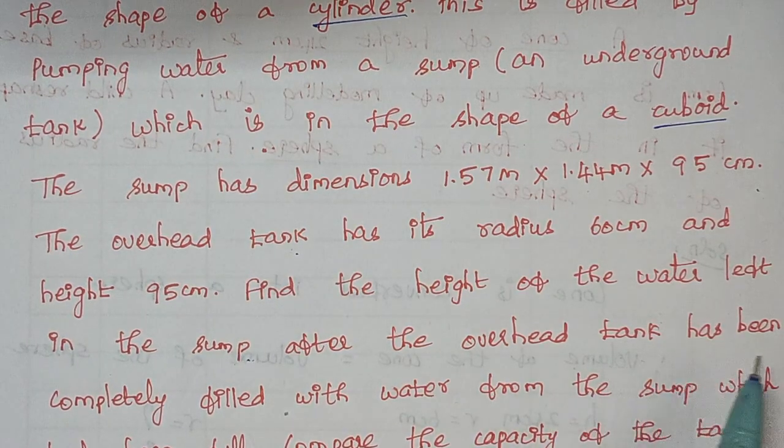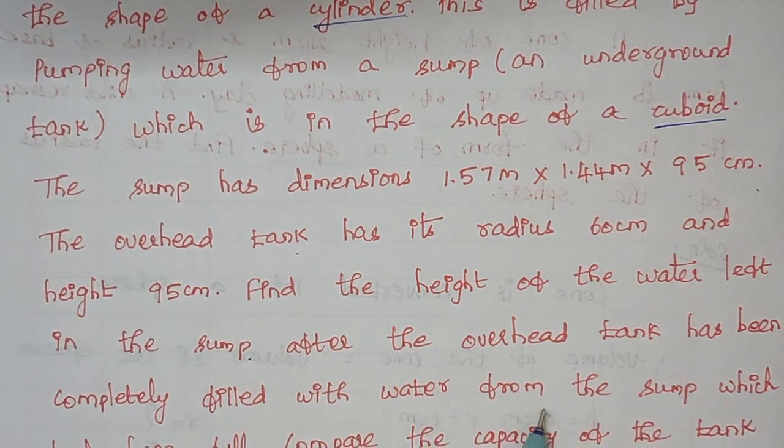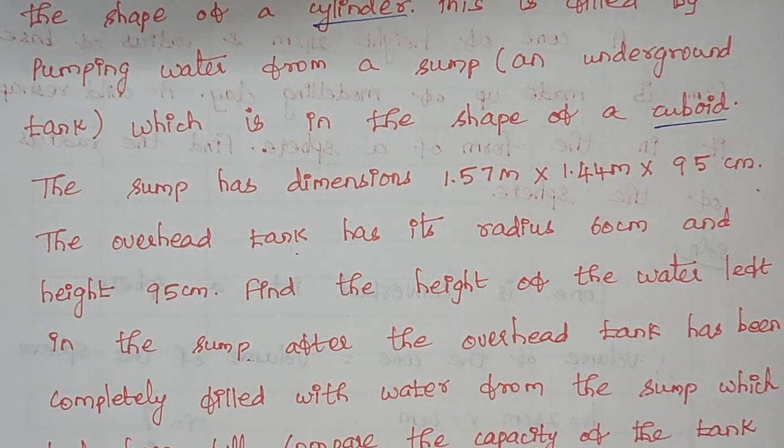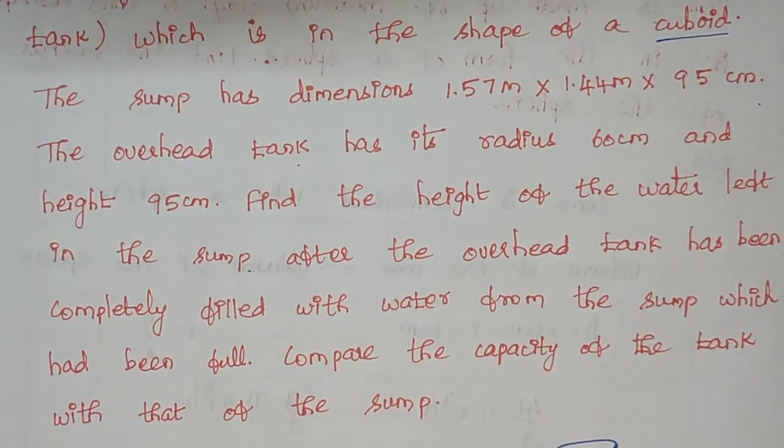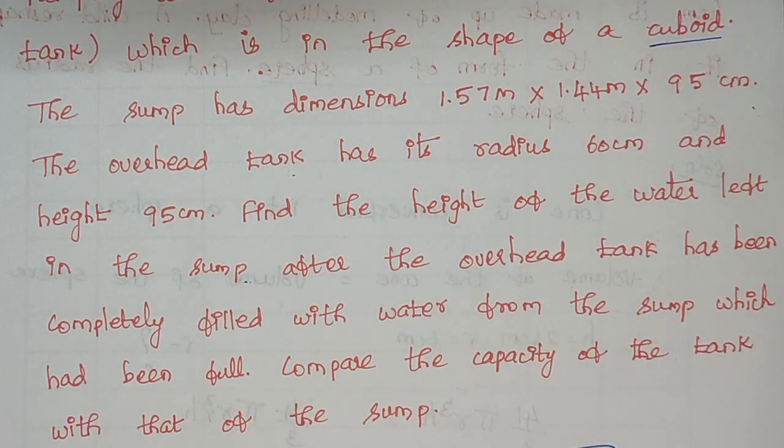You see, the overhead tank had been completely filled with water from the sump, which had been full. That is, initially the cuboid is totally full. Then we are pumping water from the cuboid to the overhead tank, which is in the form of a cylinder. Now what happens? The overhead tank is totally filled with water, that is, the cylinder is completely filled with water. Now you have to find the height of water which is left in the sump, that is, which is left in the cuboid.